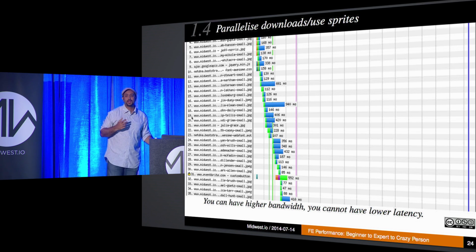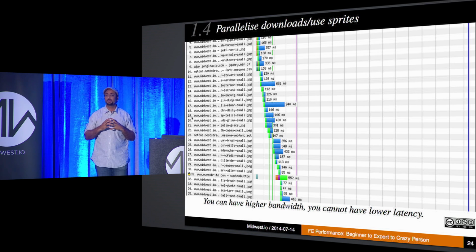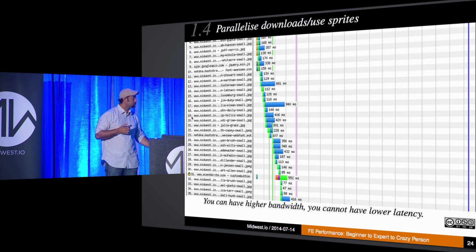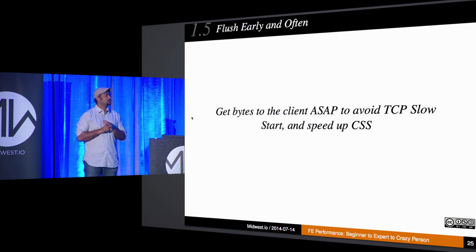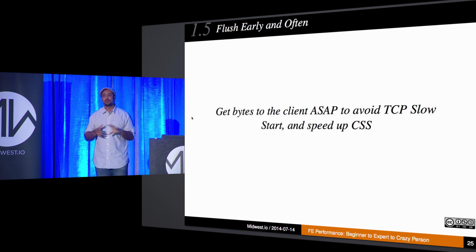And like I said, use sprites, because sprites combine multiple images into a single image file, they all download at once. Right? Flush early and flush often. When you're writing dynamic HTML, using a script to generate your HTML, oftentimes what you'll do is buffer. You'll keep writing stuff to a buffer, and when the whole buffer is done, you've finished generating your HTML, you then push it out to the client.